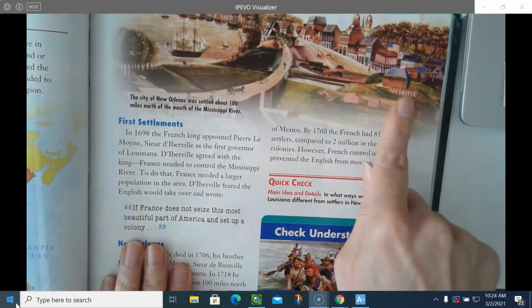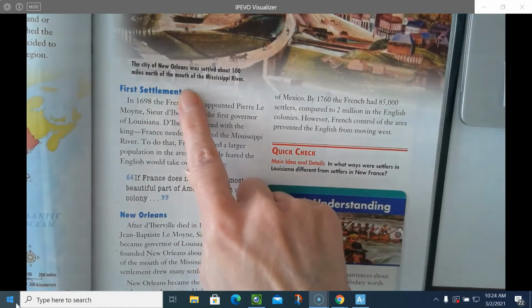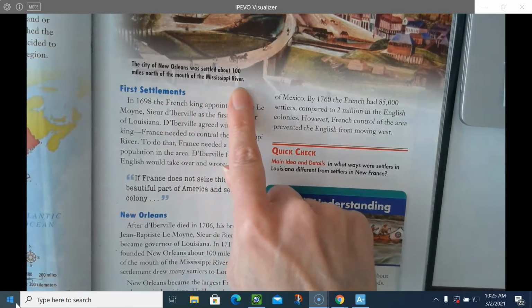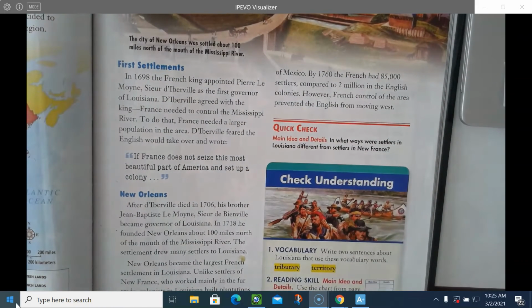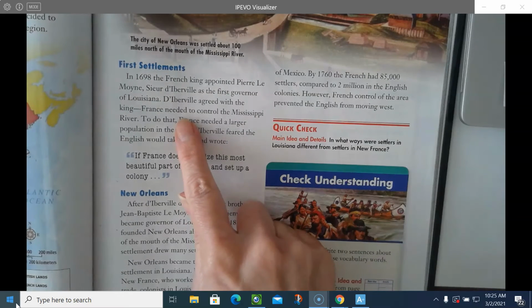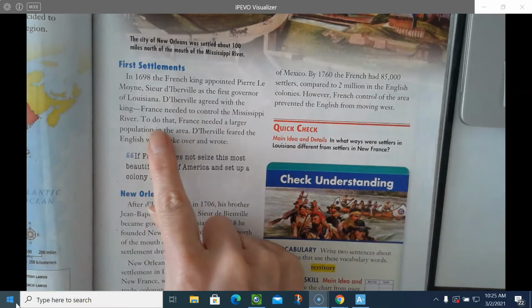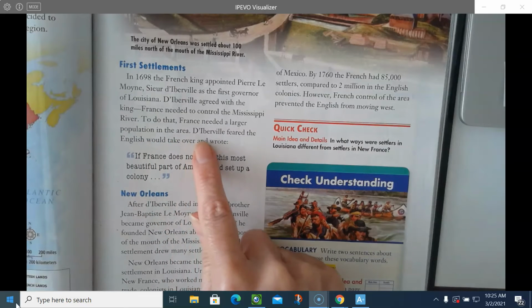All right, here we have a picture. This is the city of New Orleans. It was settled about 100 miles north of the mouth of the Mississippi River. The first settlements. In 1698, the French king appointed Pierre Le Moyne, Sieur de Iberville, as the first governor of Louisiana. D'Iberville agreed with the king. France needed to control the Mississippi River. To do that, France needed a larger population in the area.